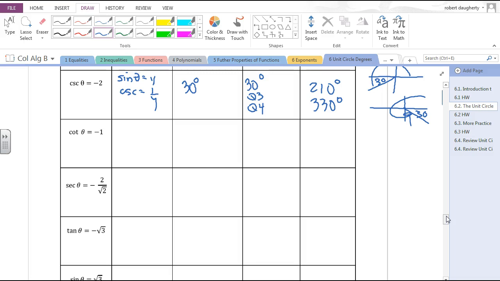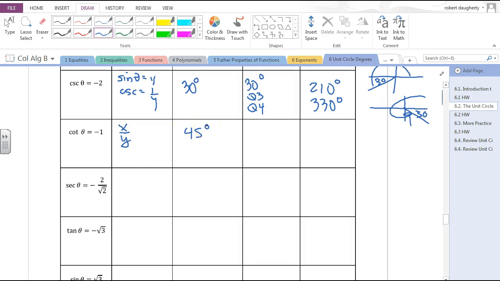X over y, okay? So x over y. Do you see any place that I look on the unit circle, when I take the x value and divide it by the y value, I get a 1? Yeah, at 45, x over y is 1. Everyone see that? So this is talking about a 45-degree angle.